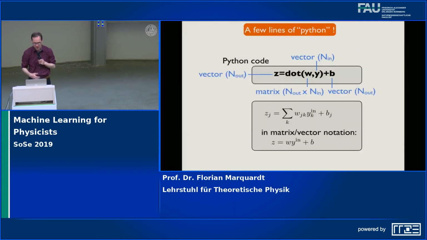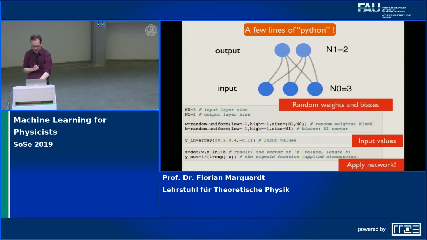Okay, let me return for a moment to the actual lecture. This is what I explained to you. We produce some random weights and biases, we have some input values, and we apply the network, and we can print the result.